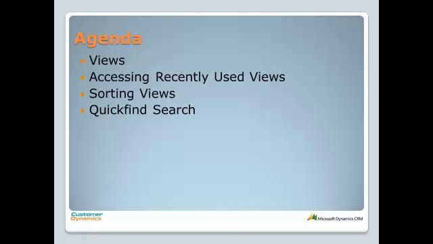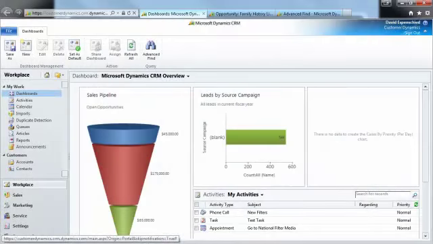In this lesson, I'm going to discuss the views that come with CRM 2011. A future lesson will show you how to make a custom personal view. We'll also review how to access recently used views and how to sort views. The Quickfind search is a useful tool to find information based on search criteria that you provide. Let's take a look at views.